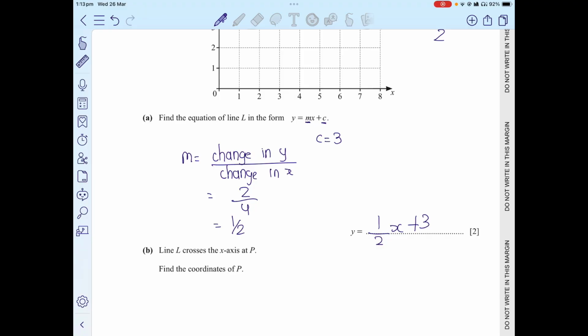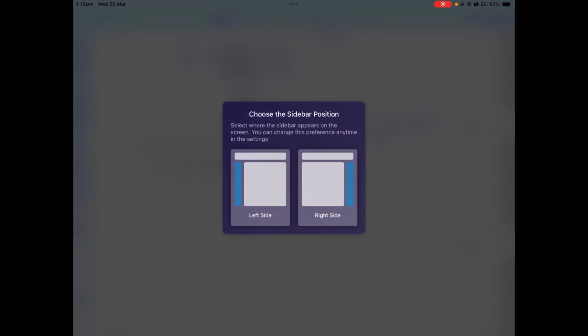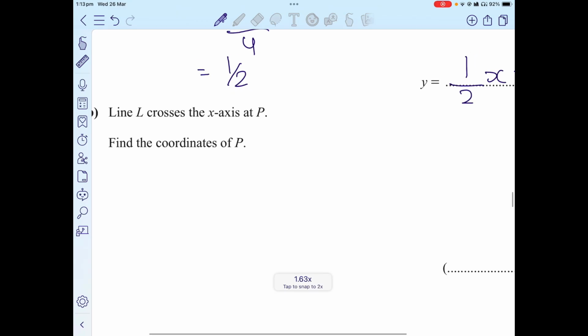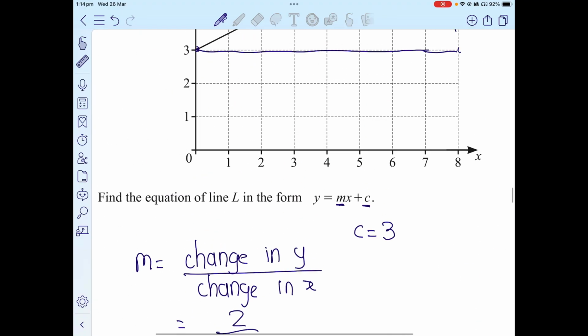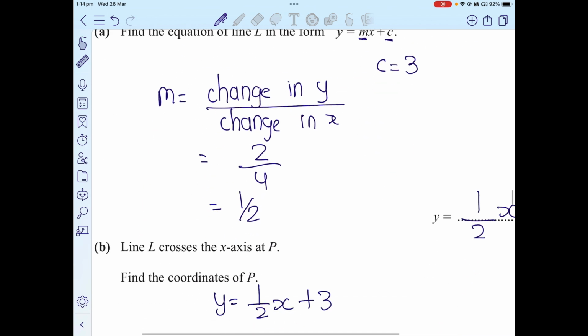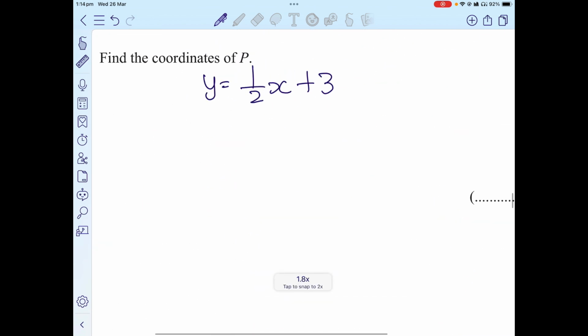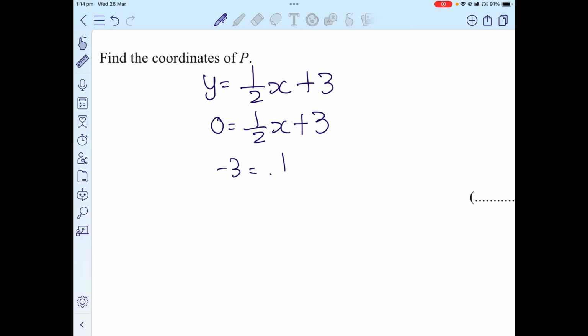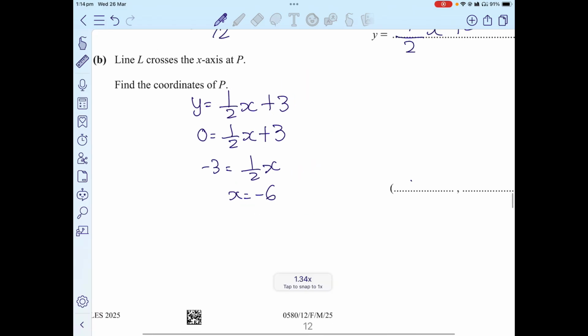The line L crosses the x-axis at P. Find the coordinates of P. So they're basically telling us that we have an equation y = half x + 3, and it crosses somewhere on the x-axis. On any point on the x-axis, the y value will always be 0. So we can say that 0 = half x + 3. So negative 3 equals half of x, so x will be negative 6. Therefore, the coordinates are negative 6, 0.